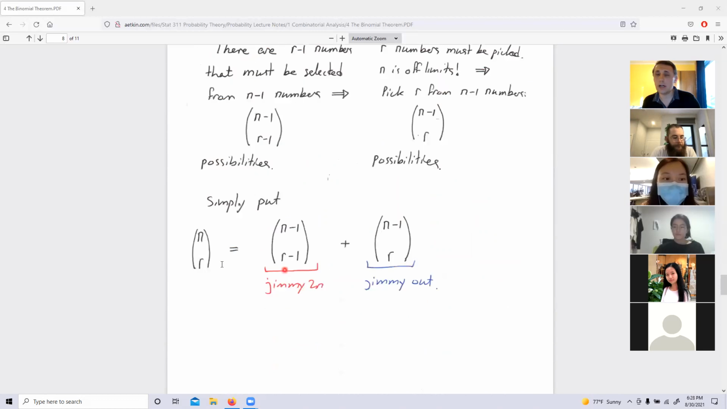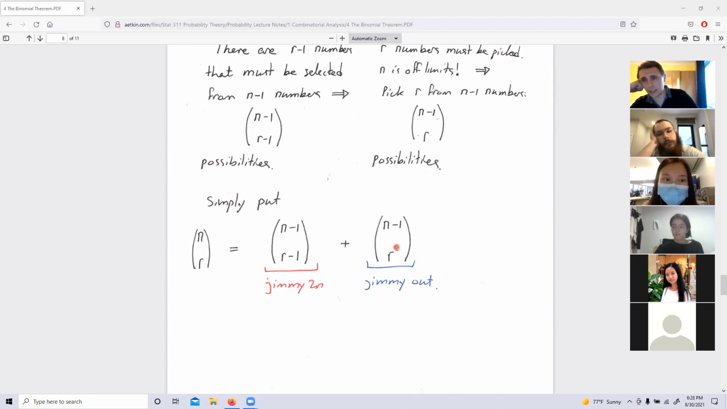Good? So now I see that the identity must be true, because if I select R individuals, it must be the case that either Jimmy is part of the selection or not part of the selection. Did you understand the explanation, guys? This is called a proof by story or combinatorial proof.